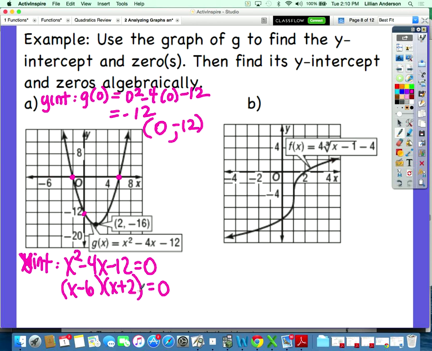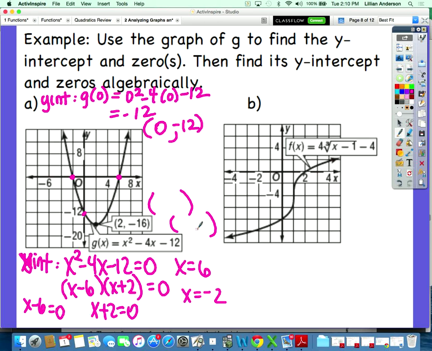You apply your zero product property. X minus 6 equals 0. X plus 2 equals 0. So x is what number? And x is what number? And isn't that what we saw on our graph? And x-intercepts are written as points as well. So that's (6, 0) and (-2, 0).